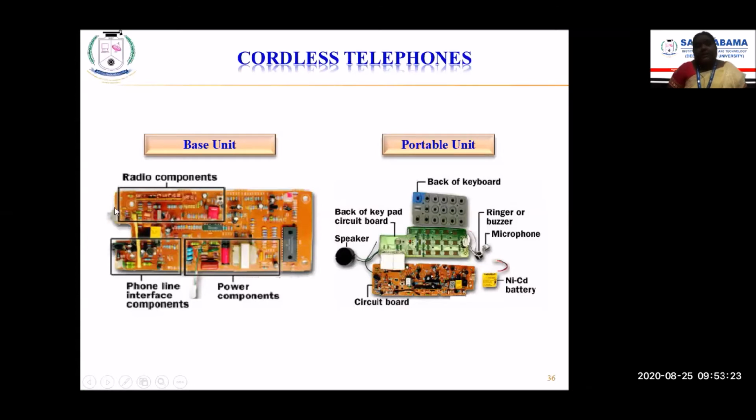Okay, so this is about the radio components, for the transceiver purpose, which will be operating in the radio frequency range. This is the phone line interface components, designed for connecting the telephone line to the base unit, and this is the power supply components. Apart from that, we told that these cordless telephones will have the microcontroller unit. So this is the microcontroller IC, which will have the inbuilt memory, and other interfacing circuit components will be there that help to connect all the components.